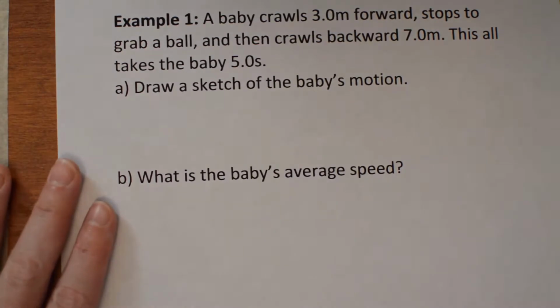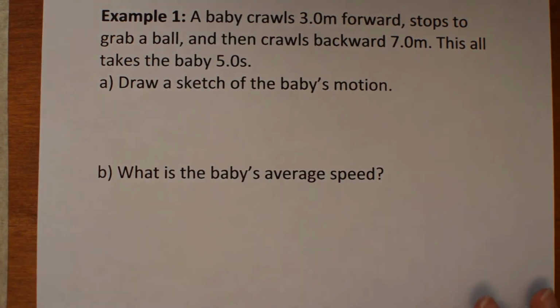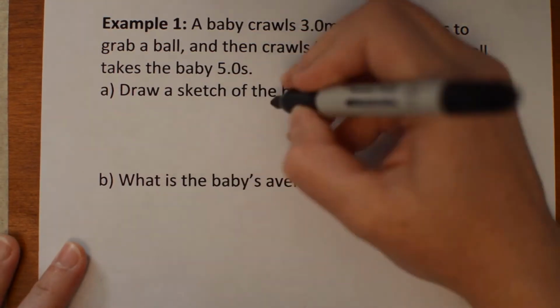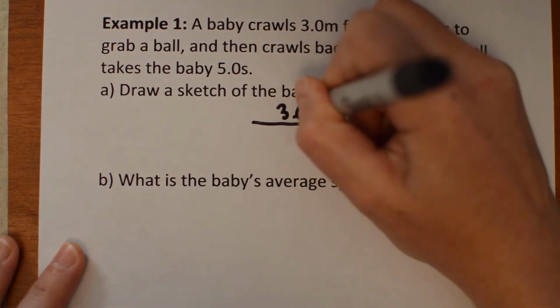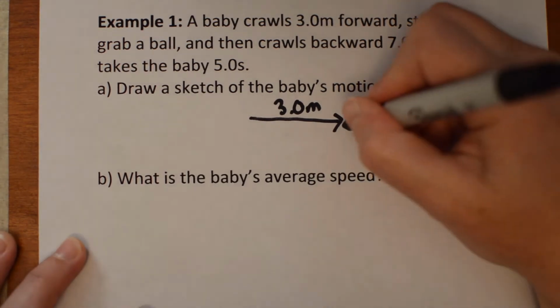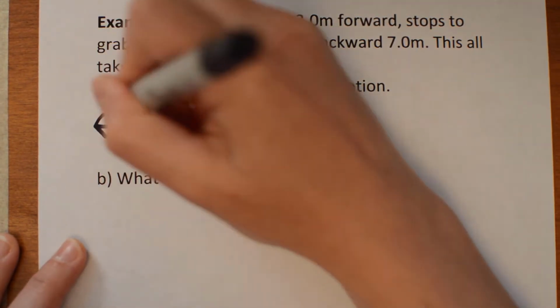Let's look at a couple examples here. First, I have a little baby who's moving everywhere right now. So we'll use her as our example. Let's say she crawls 3 meters forward. So she goes like this, 3 meters forward. She picks up a ball, turns around and crawls 7 meters backwards.